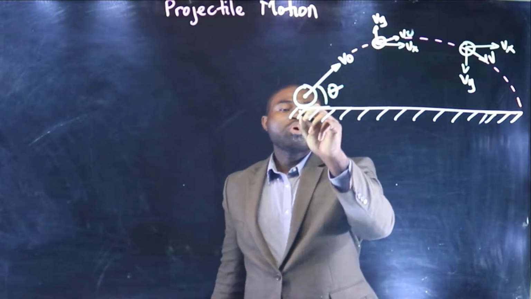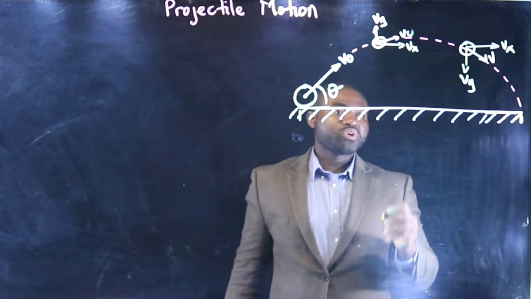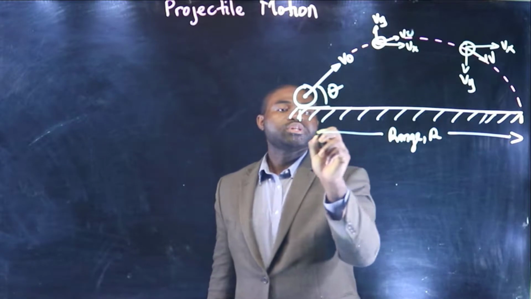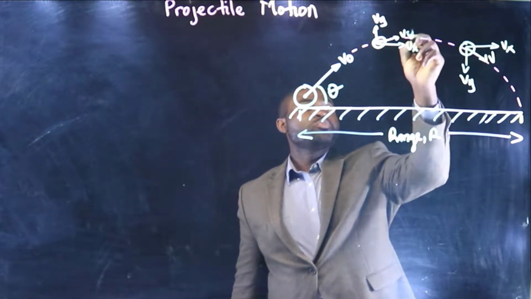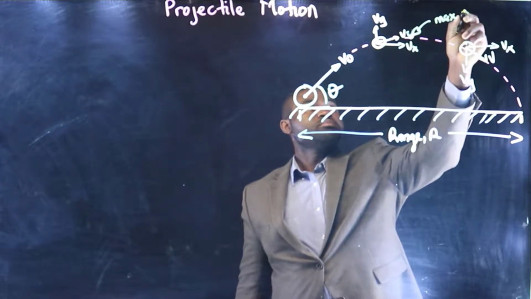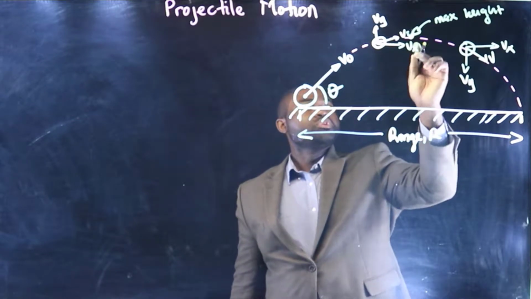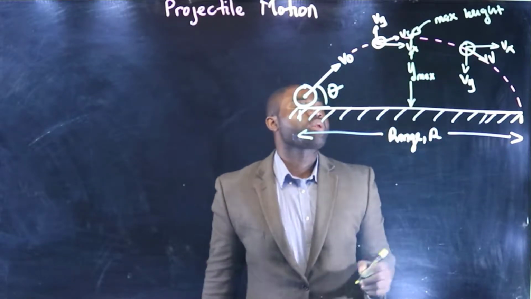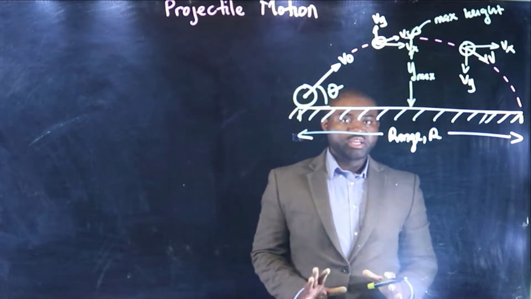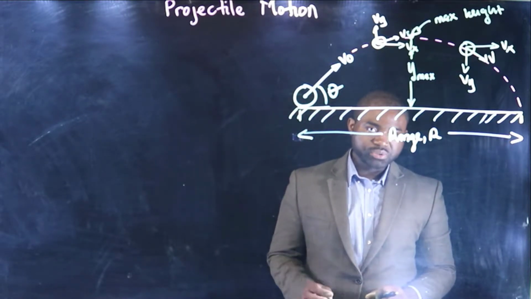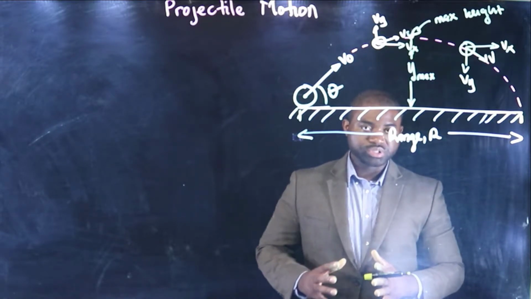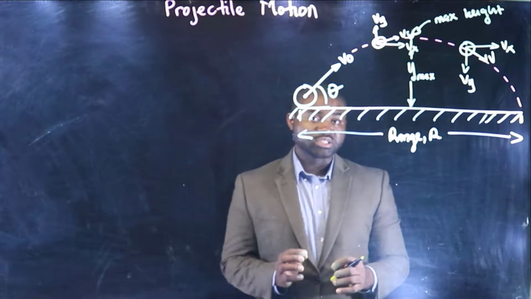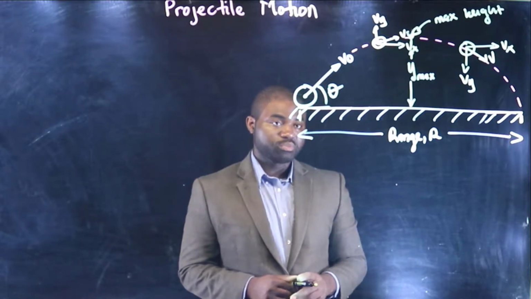Now, the maximum horizontal distance is what we call the range. This is the maximum height, which I will represent here as y max. So the very first thing in analyzing any two-dimensional motion is to analyze the horizontal motion separately from the vertical motion. Let me say that again. Always analyze the horizontal motion separately from the vertical motion.